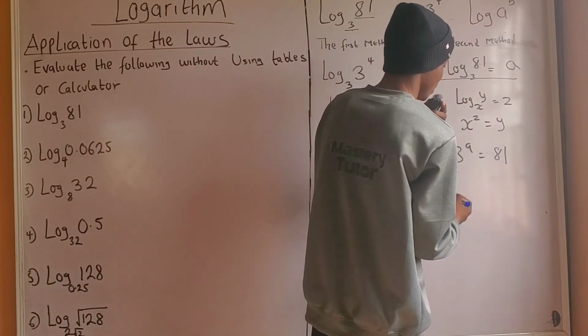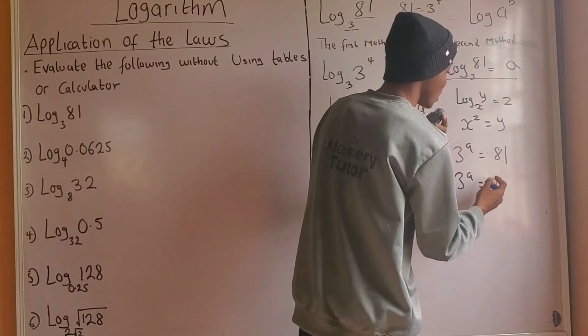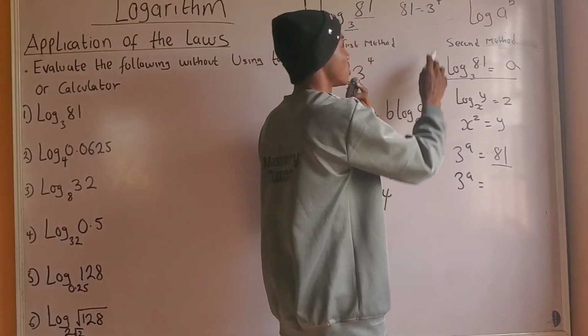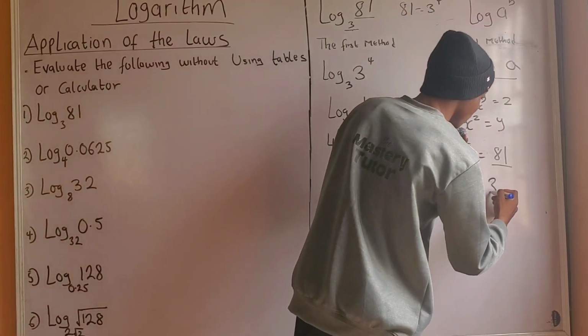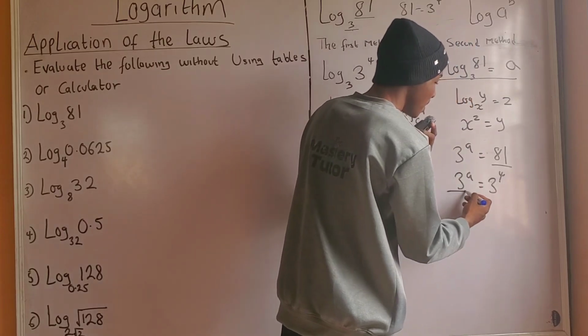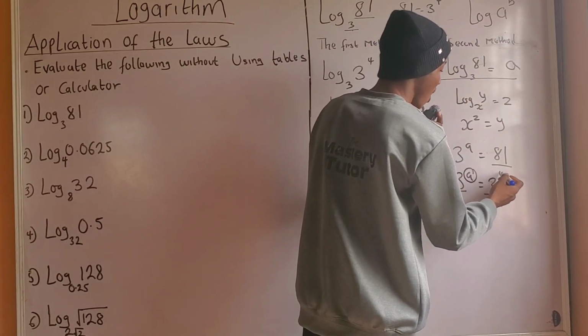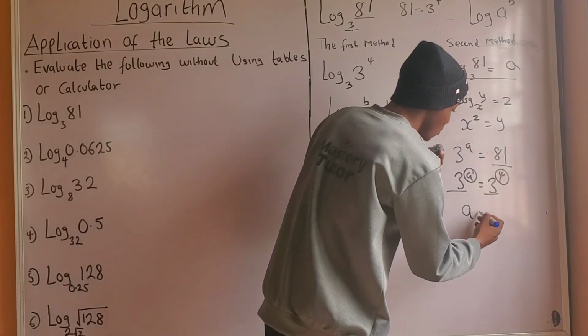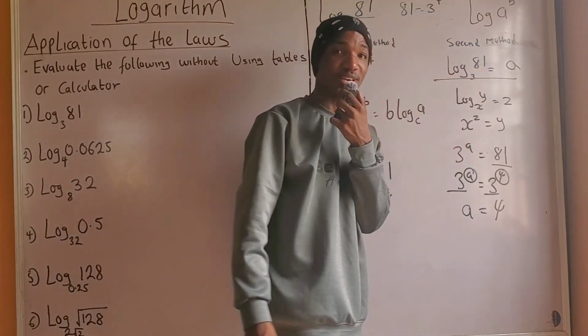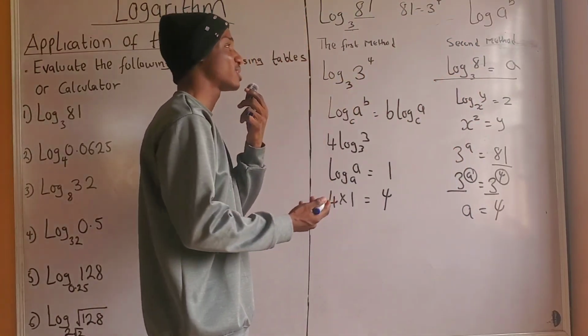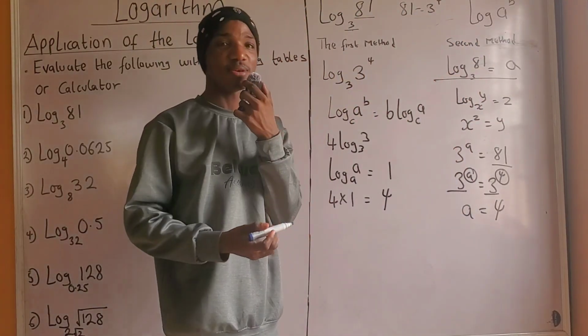81, right? 3 raised to the power of a equals 81. Now, 81 can be written as 3 raised to the power of 4. So I'm going to have 3 raised to the power of 4. Now, because the base here is equal, that means the power will be equal. So therefore, a will be equal to 4. Do you understand? Okay, you can see that you can use any of the laws. You are still going to have the same answer.